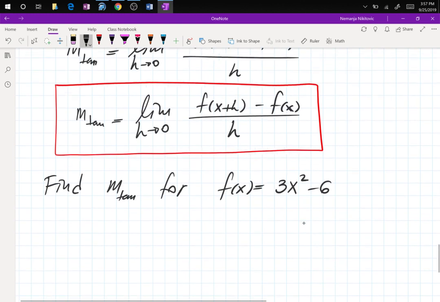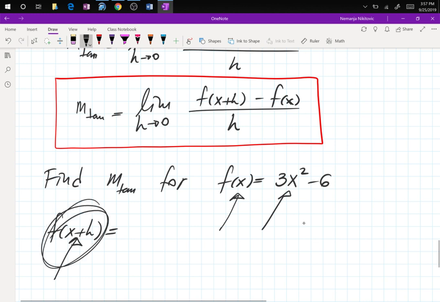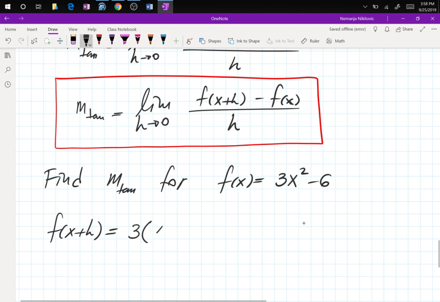So what are we going to do now? Well, we already have f of x. We need to create f of x plus h. Now, this is where your pre-calculus techniques and skills should kick in. When I am modifying x into something else, I need to make sure that every x of the original function is replaced with this. So what do we have? We have 3, and instead of x, we have now x plus h, squared, minus 6.